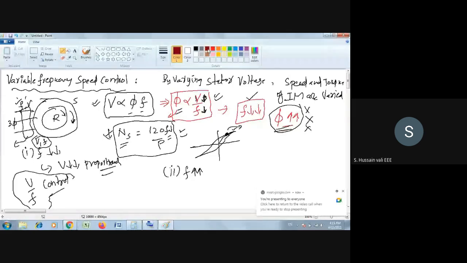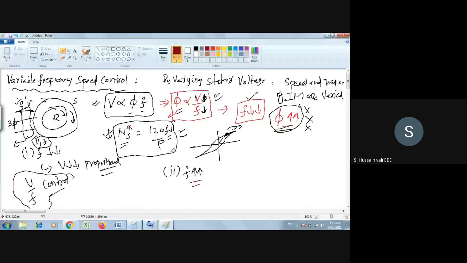Okay. So one problem is that when you decrease the frequency, your flux will increase and it will go into saturation. So to avoid this, proportionally you decrease the voltage also. Okay. For example, the second possibility is that you increase the frequency. If you increase the frequency, speed will increase. This you know very well from this equation.